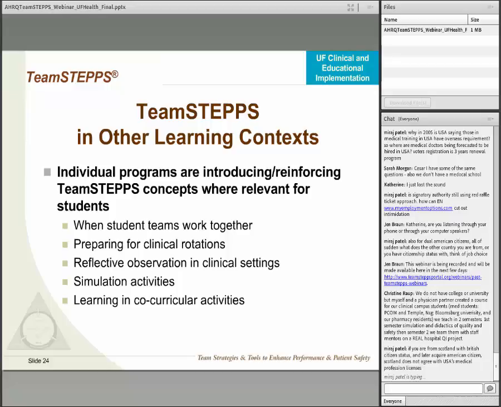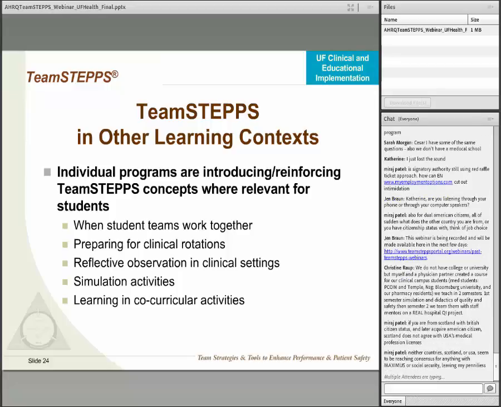We're asking students in clinical settings. We've got a faculty member who's running the anesthesia critical care clerkship doing some reflective observation of teamwork skills in those settings, as well as in a first year preceptorship. Of course, there are opportunities. We're building out some simulation activities. And then there's also learning in extracurricular or co-curricular activities.